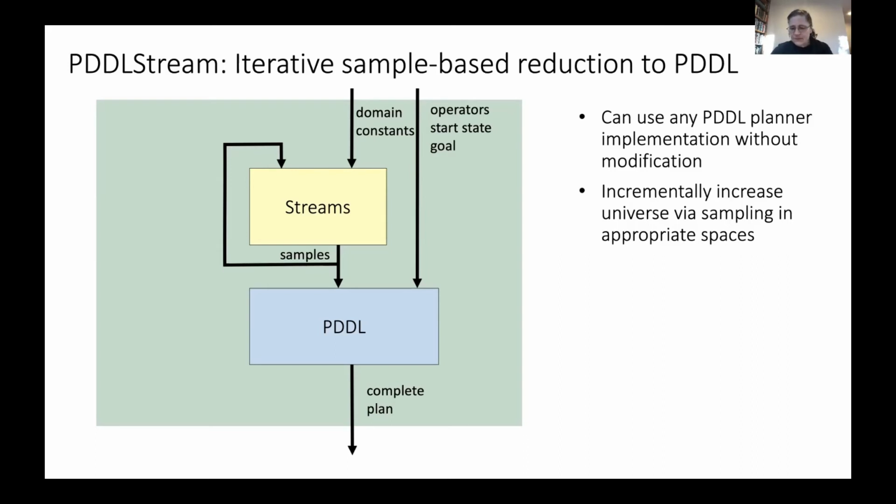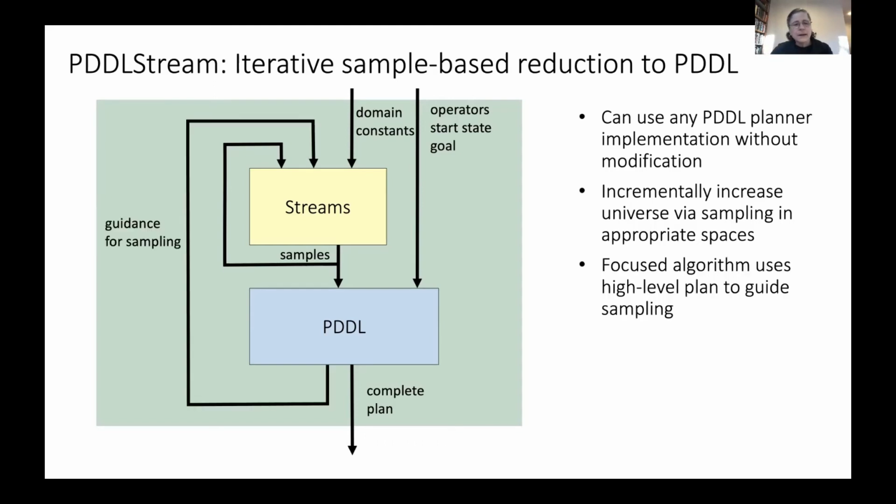Instead, what we have to do is an iterative process where we try to make a plan with the current set of samples we have that describe how the world works. If we make a plan, it's great and we have a solution to our problem. But if we don't make a plan, we can get guidance from the ways in which the planner failed in order to sample new values of the continuous parameters. So that's a really important idea.